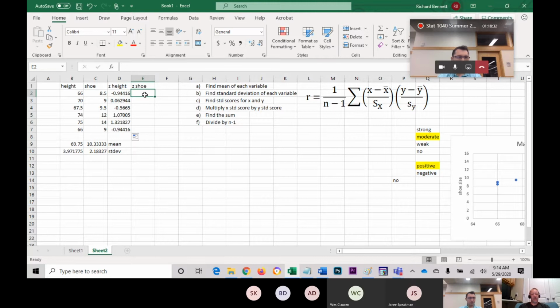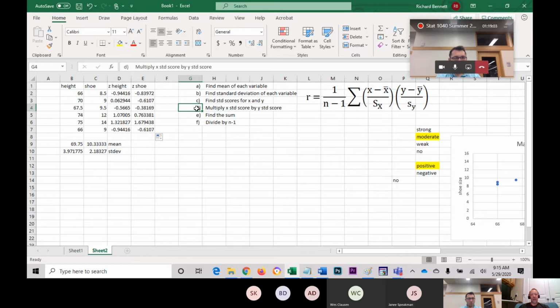Now I'm going to do the same thing with the shoe size. I'm going to take your shoe size, subtract off the mean for the shoe size, and divide by the standard deviation for the shoe size. Okay. So now I've just found the Z-scores for the height and the shoe size, okay? So I found the mean, I found the standard deviation, I found the standard scores, or the Z-scores, okay?